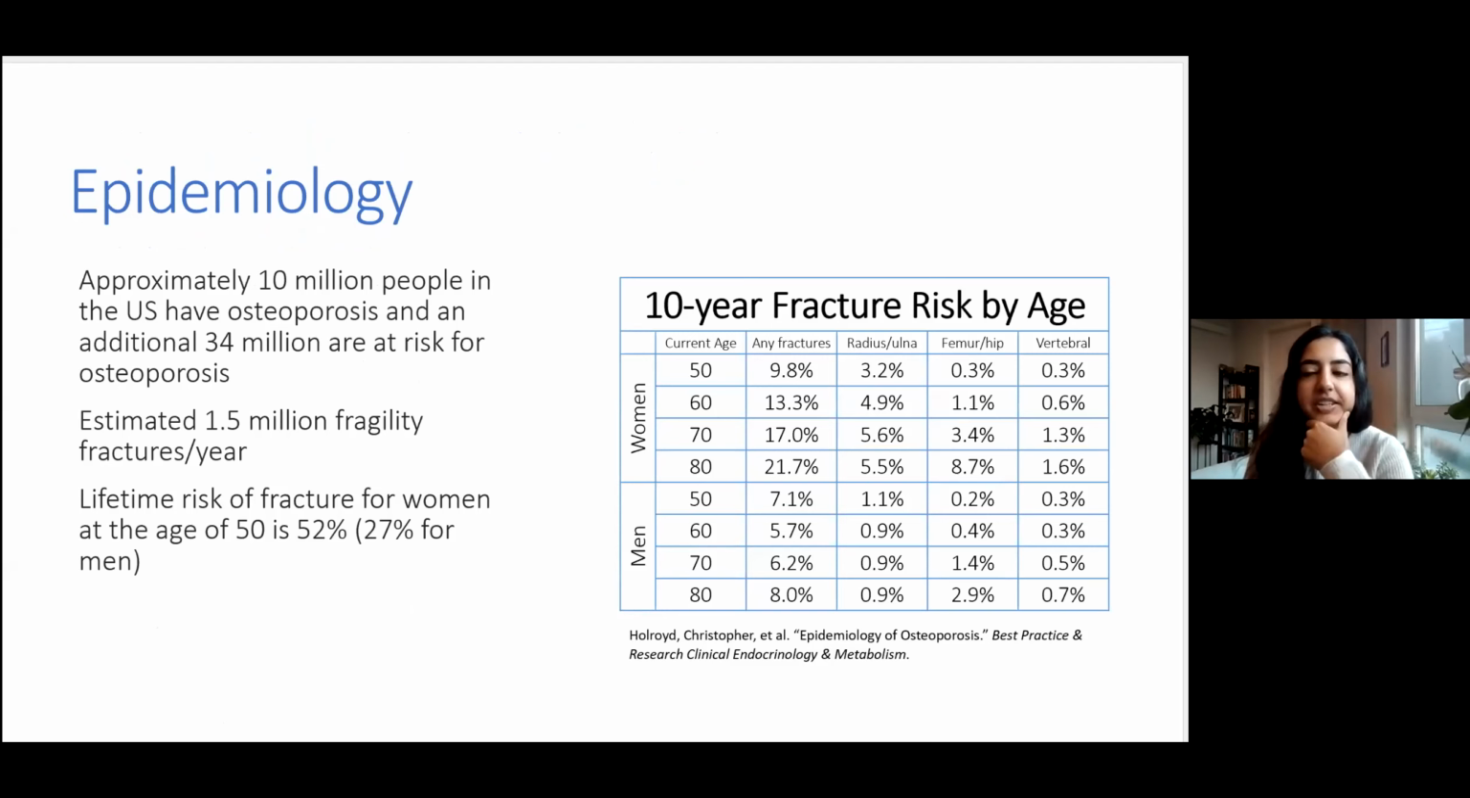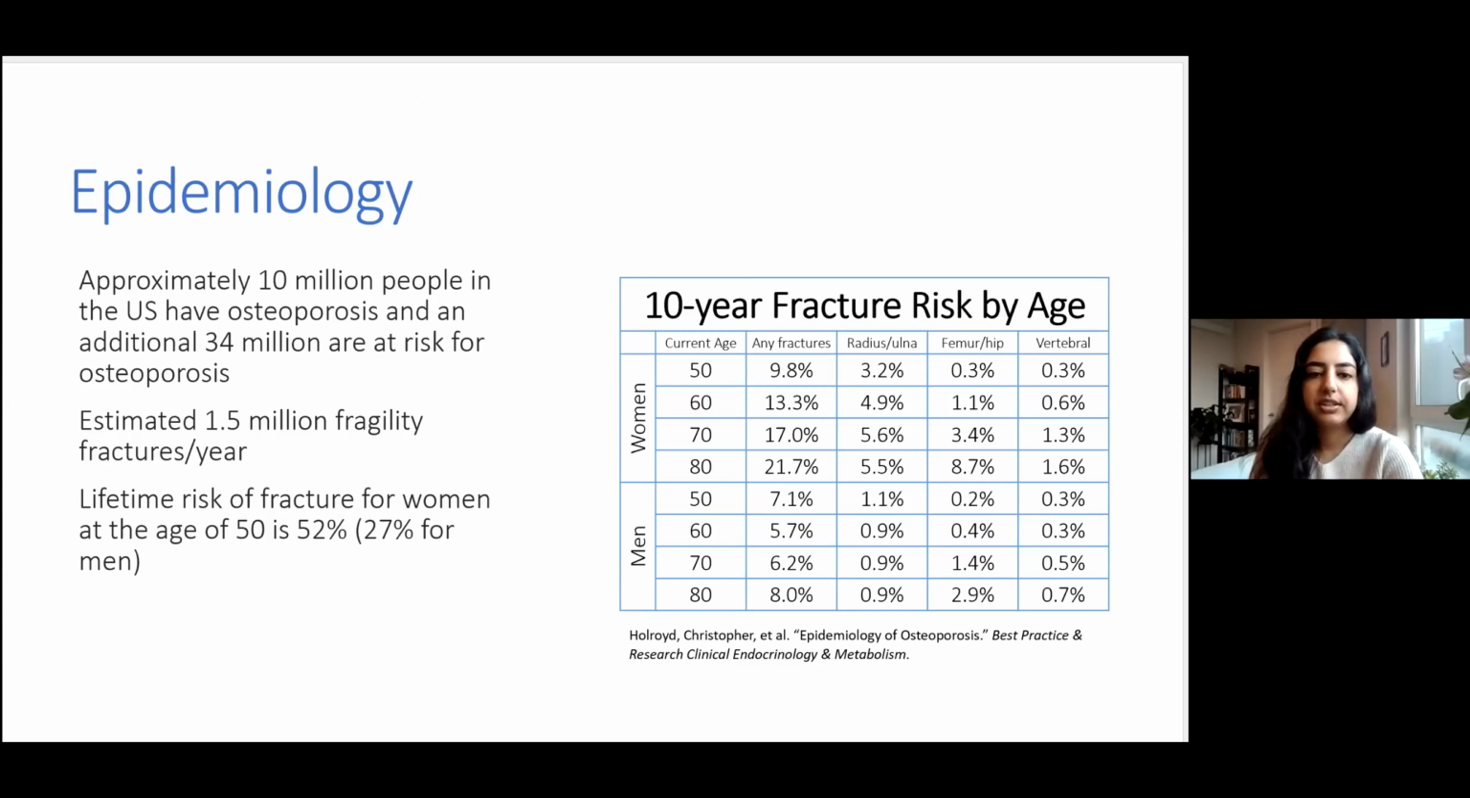Epidemiology. Osteoporosis has a pretty large, significant public health burden. Ten million people at any given time in the US have osteoporosis, and then an additional 34 million people are at risk for having osteoporosis. These are mostly older people, mostly our geriatric population, but we'll talk about reasons to think about osteoporosis for younger people. The public health burden from osteoporosis is mostly related to the morbidity and mortality associated with fractures and the healthcare costs associated with fractures.